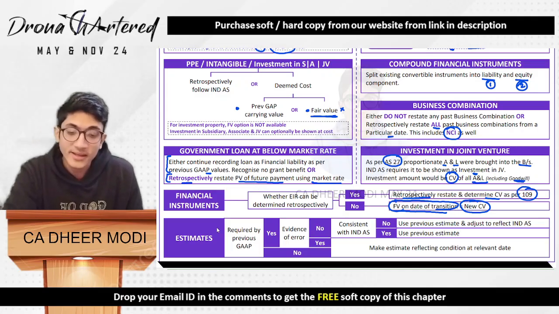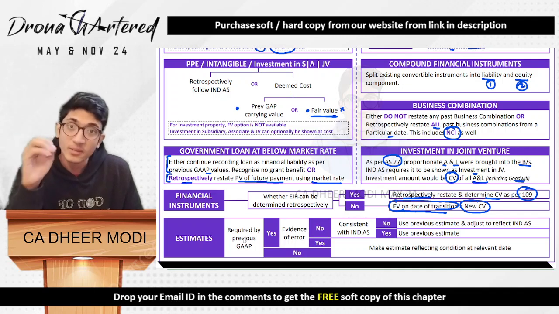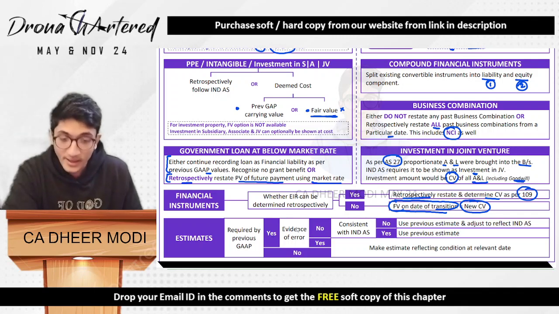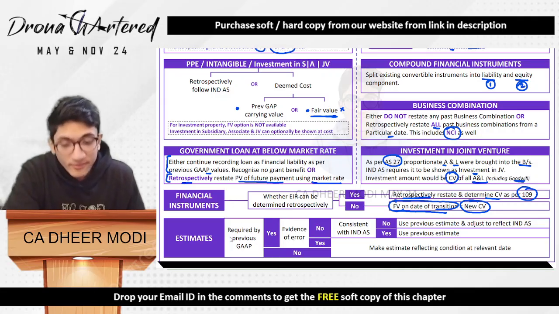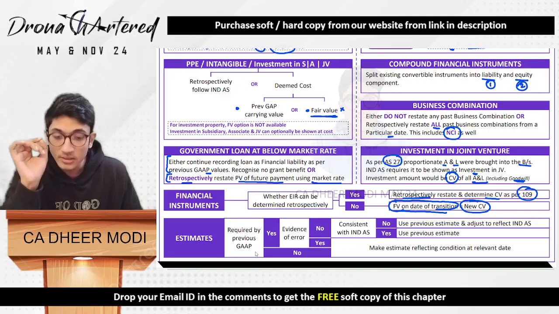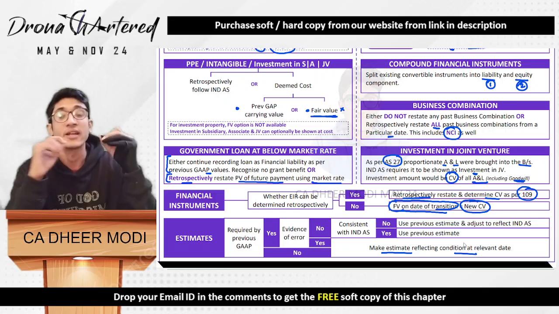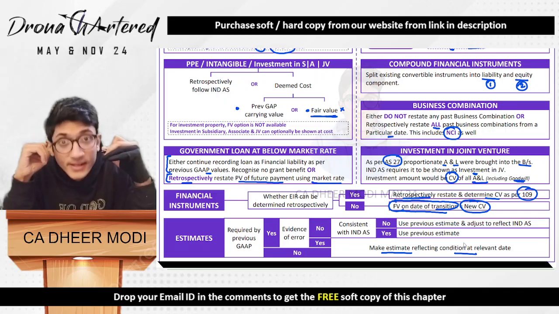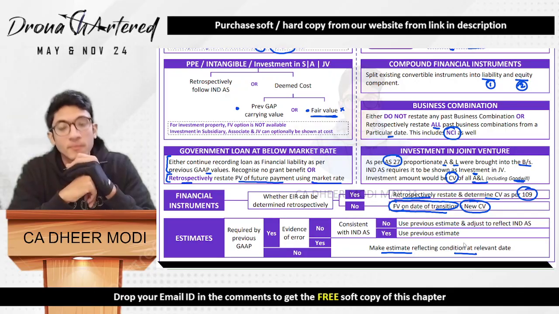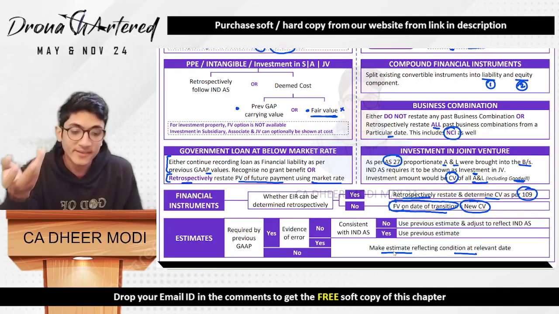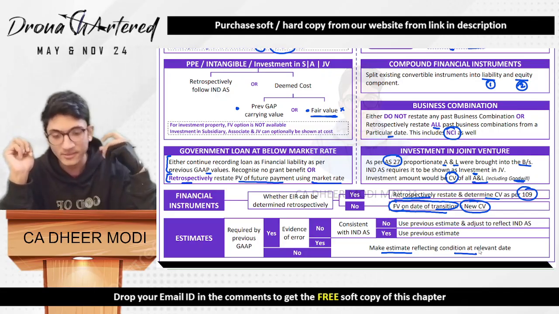Okay. Next is any estimates. Any estimates which are required by previous GAAP. If the estimate was required by a previous GAAP, yes, and there was evidence of error. Okay, so let's first do the easy part. If it was required by previous GAAP, if the answer is no, then in such a case, make the estimate reflecting condition at the relevant date. That means if IND AS requires me to make an estimate that was previously not needed to be made, in such a case, I will make the estimate as on the relevant date. That means whenever I am making the financial statements.